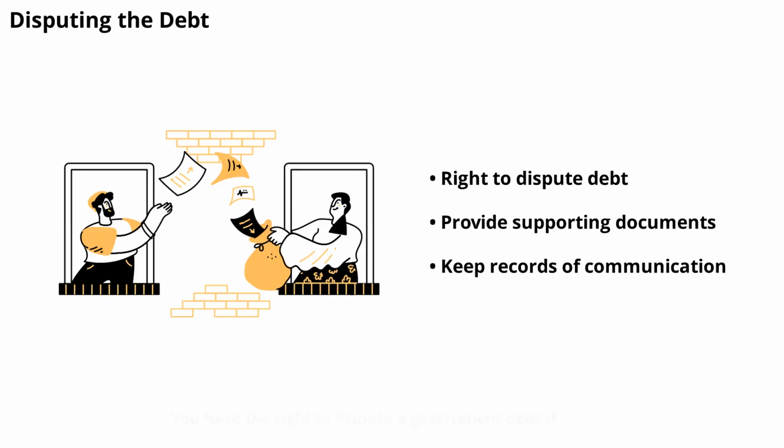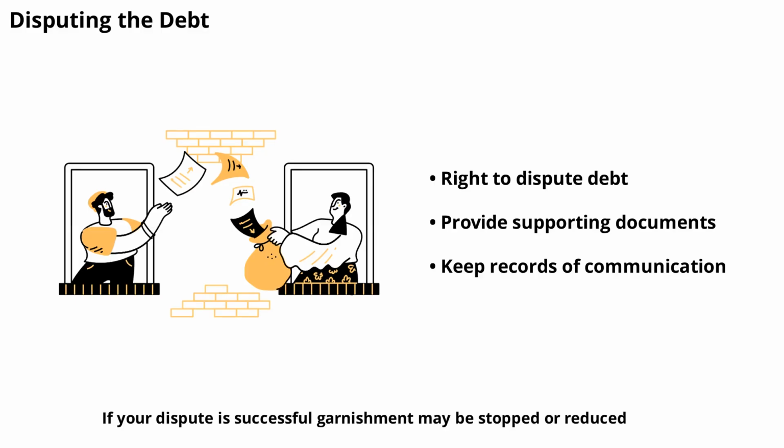You have the right to dispute a government debt if you believe it's incorrect or if you've already paid it. The notice you receive will explain how to file a dispute or request a hearing. You may need to provide documentation, such as payment records or correspondence with the agency. If your dispute is successful, garnishment may be stopped or reduced. It's important to keep copies of all communications and responses for your records.